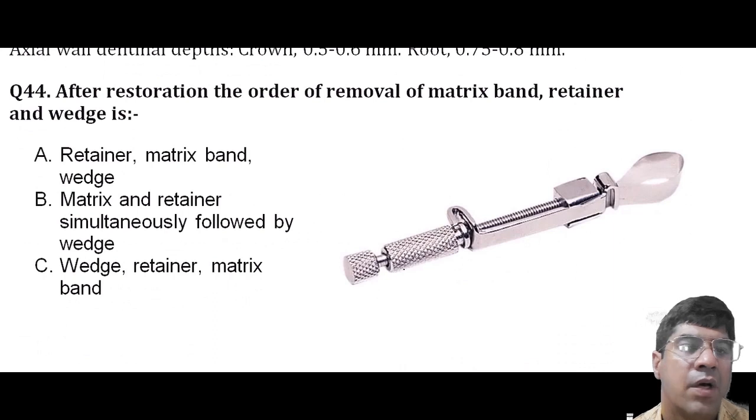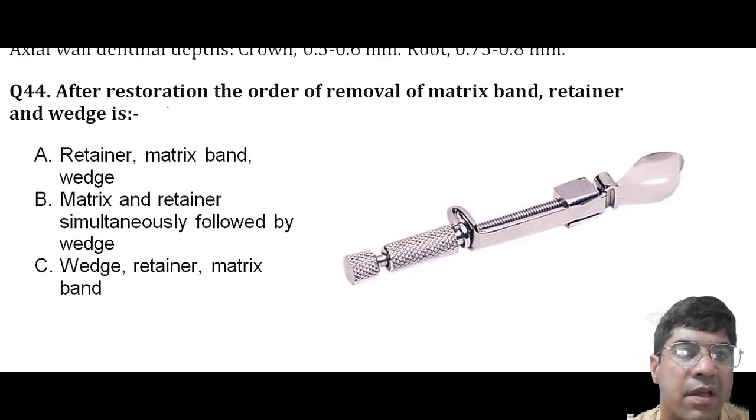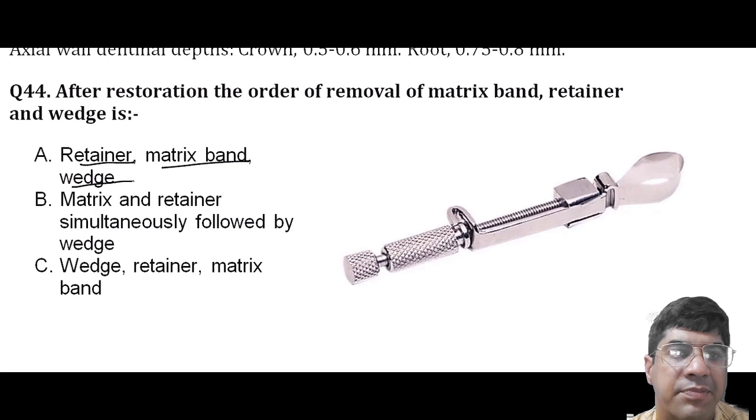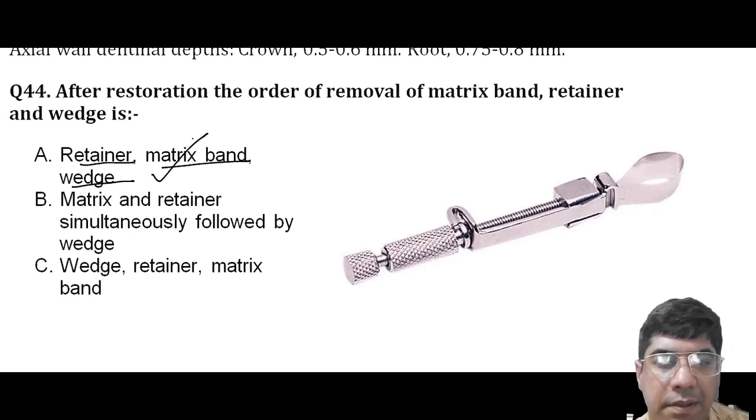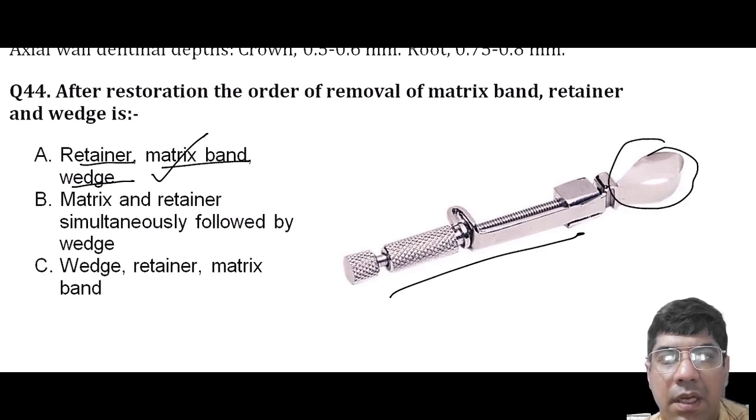The next question: after the restoration, the order of removal of matrix and wedge. After restoration, the order of removal is: first you have to remove the retainer, then the matrix band, and then the wedge. First of all, you have to loosen and remove the retainer. The retainer is the part of the matrix system that holds the matrix band in place around the tooth being restored. So you have to detach the retainer from the band.